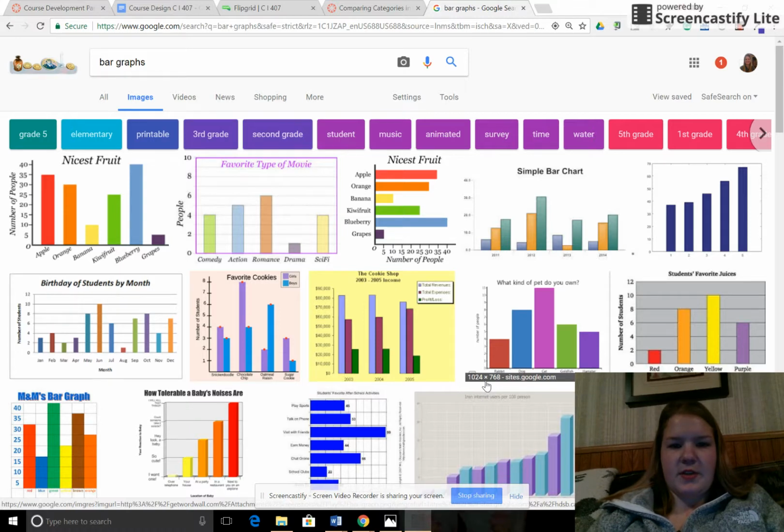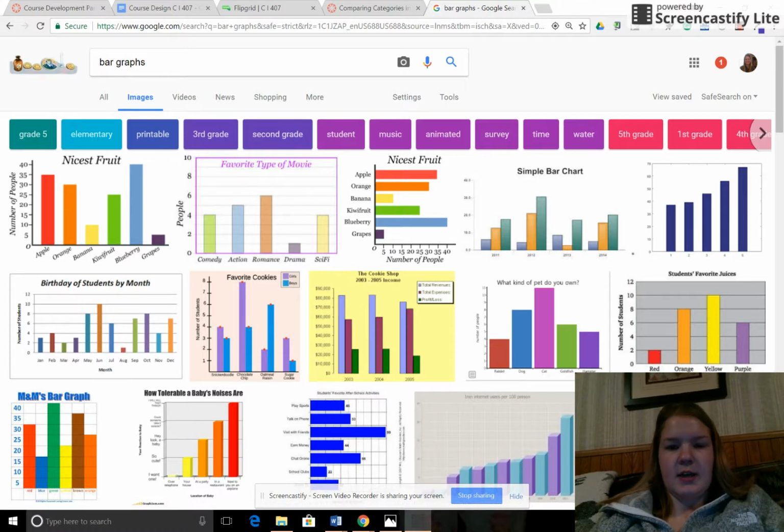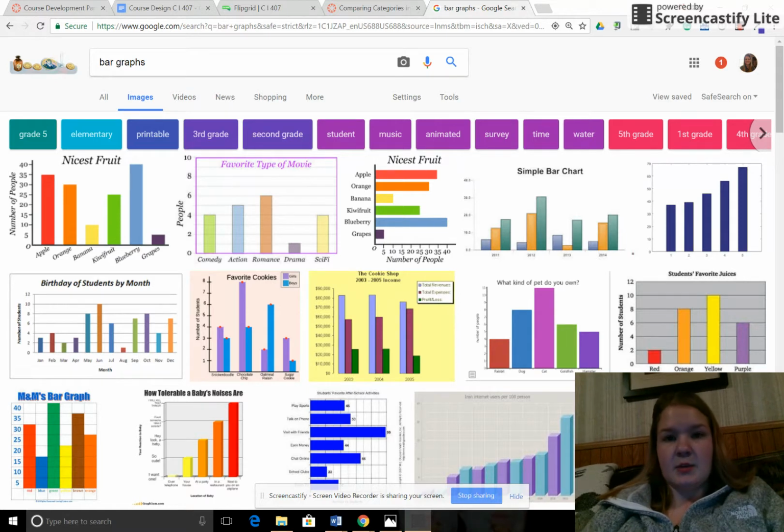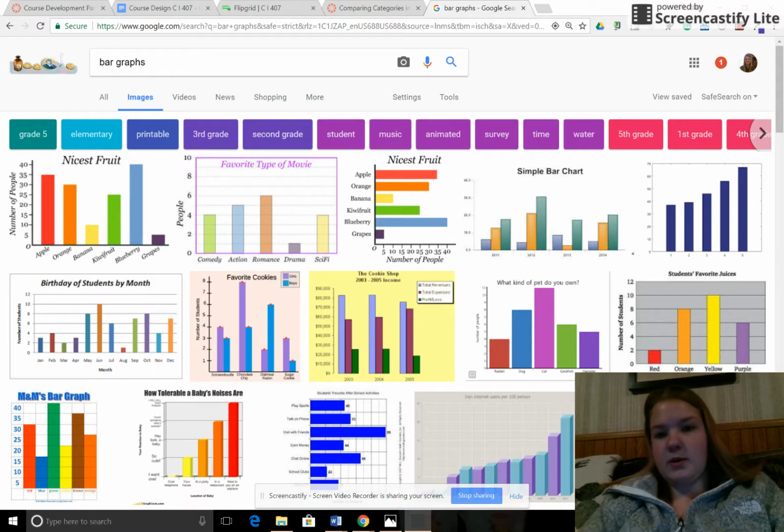Hi everyone, so in this lesson you'll be looking at bar graphs and comparing the categories within the bar graphs. You're going to be learning this by watching videos and looking at examples, as well as participating in a Splash Math activity, which will be really fun.